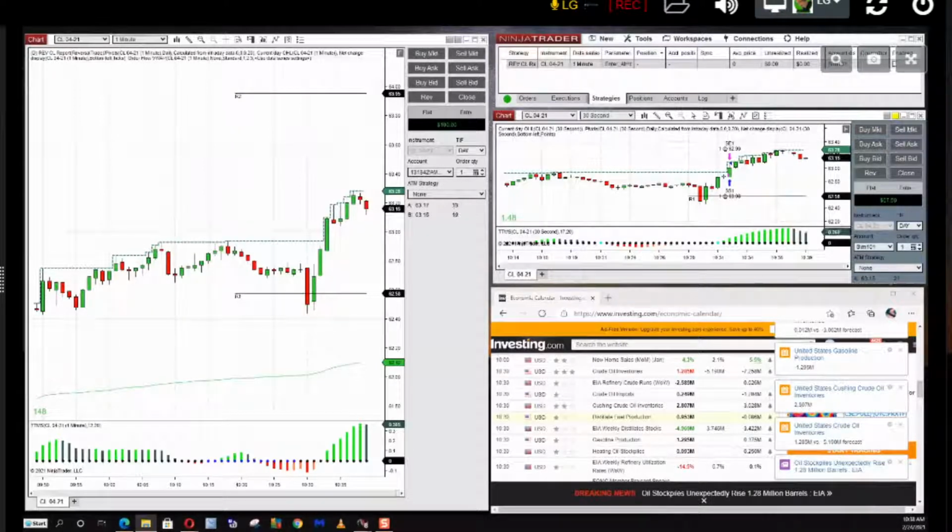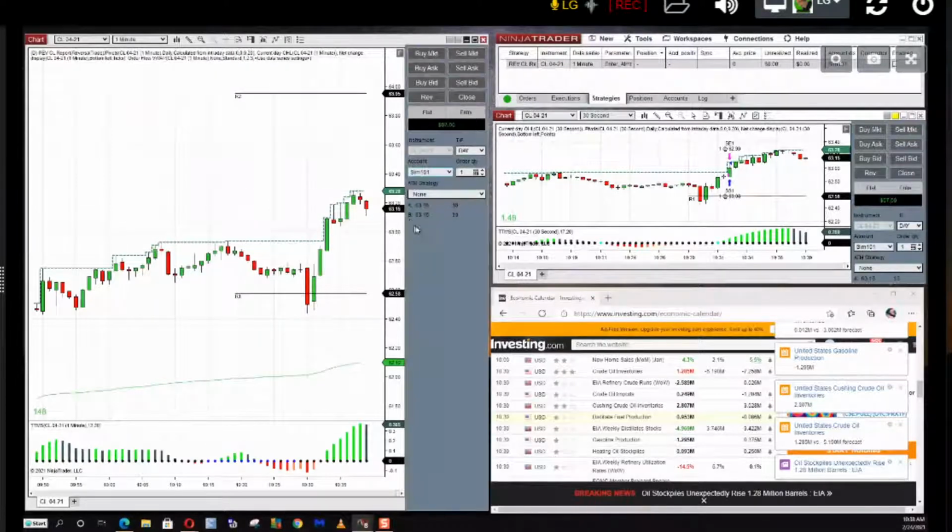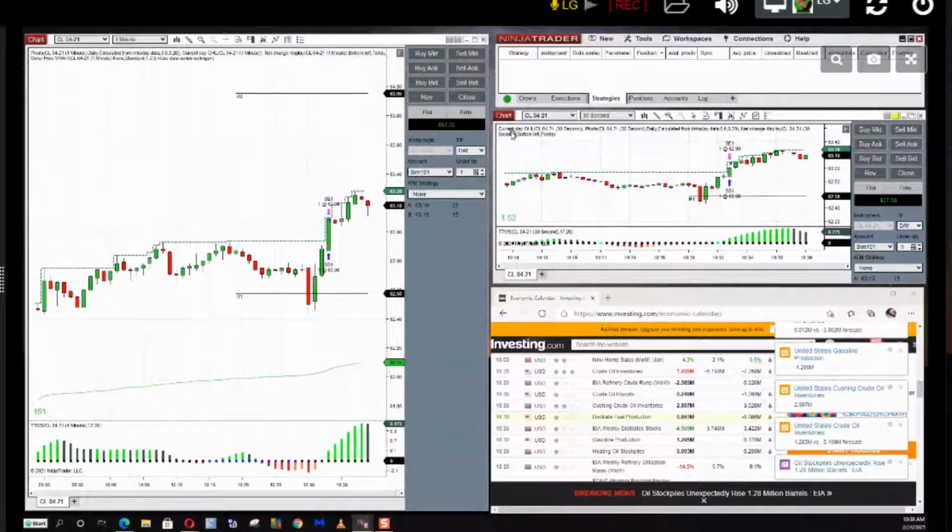All right, folks. Let's look at tomorrow's schedule real quick. I'm going to put my charts on Sim so I don't accidentally put myself into a trade. I've done it.